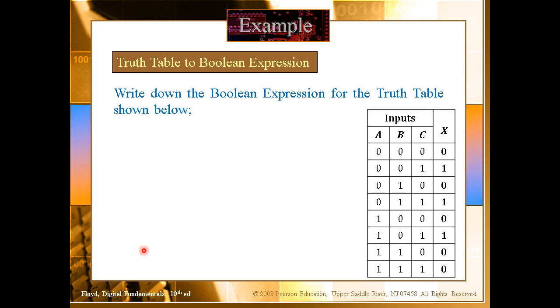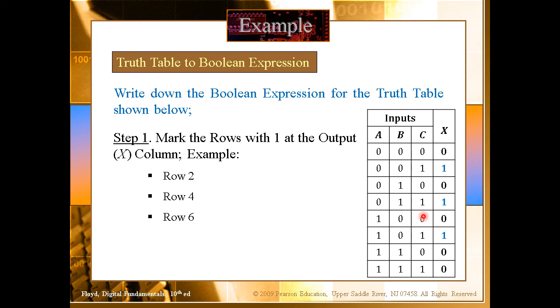Now look at the truth table. Now this time my truth table is complete, right? My X column is also given because it's a complete truth table. Now I have to write a Boolean expression out of this, right? How can I write this? So the step is, in the column X, what I look at is, this is my first step, step 1. I mark all the rows with 1 at the output.